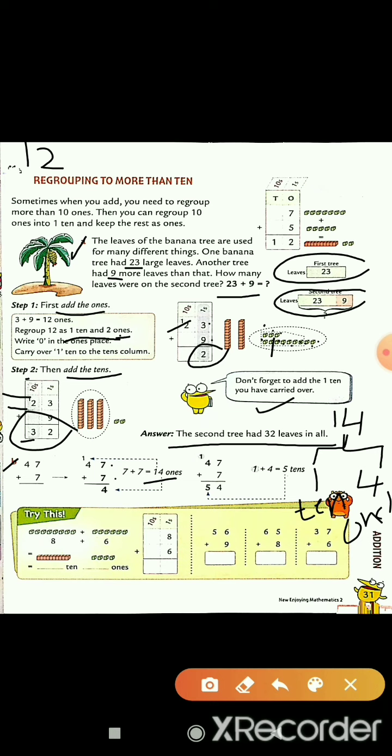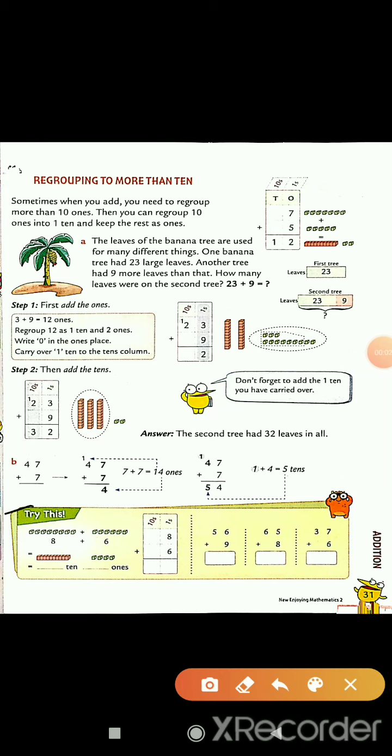So we can write 4 at the place of ones, and 1 ten is carried to the tens column. Now add the tens, 1 and 4. Whenever 1 is added to any number, the answer is the number after it. So what comes after 4? 5. So our answer is 54. Got it, students?